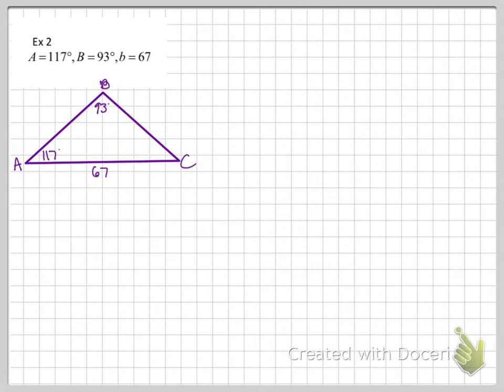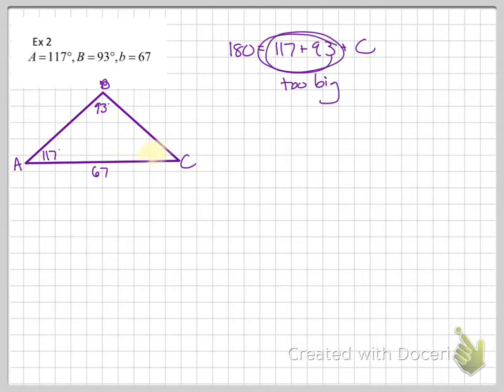So why don't you set up a law of sines equation and see what happens. Did anyone notice anything before they set up a law of sines equation? If we always find the missing angle first, triangles are supposed to equal 180. So 117 plus 93 plus C has to equal 180. Anyone see what's happening here? This is too big. You can't have the angles add to be more than 180. So this triangle is not going to work.